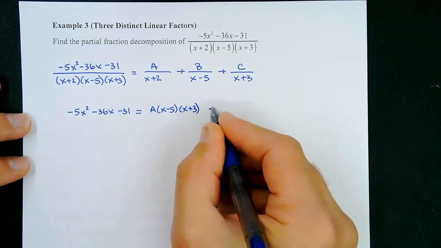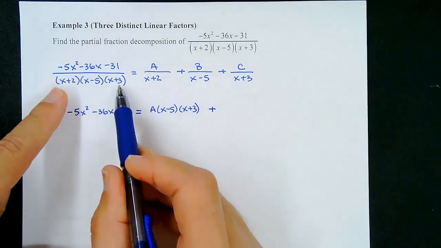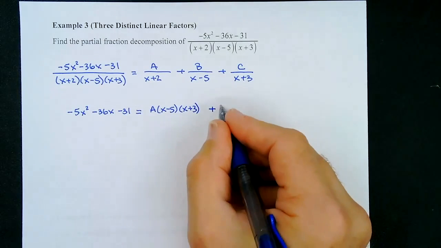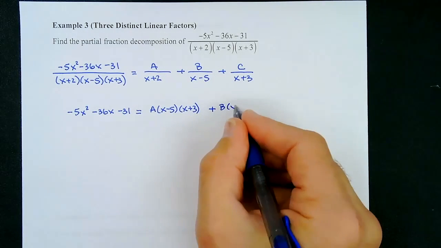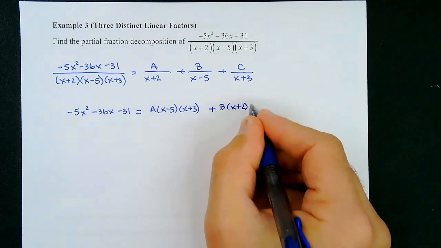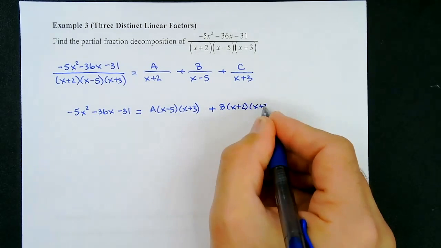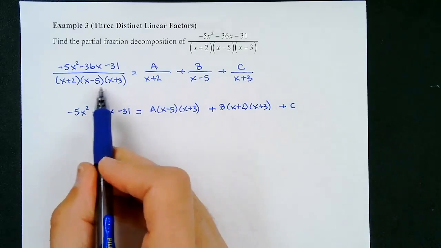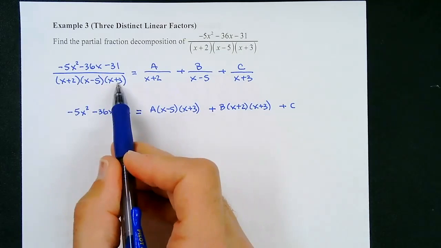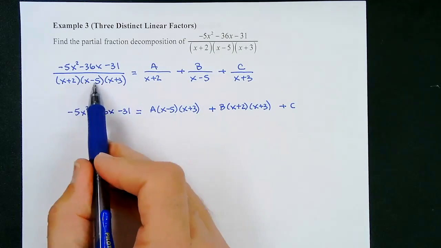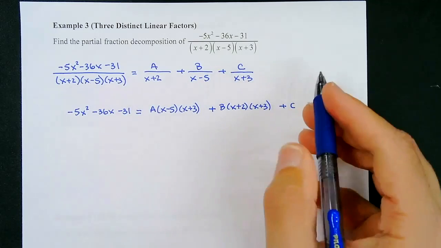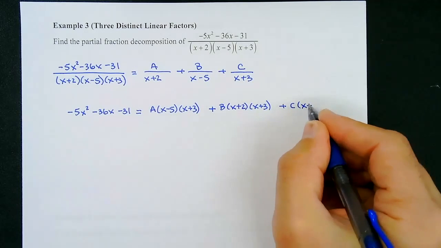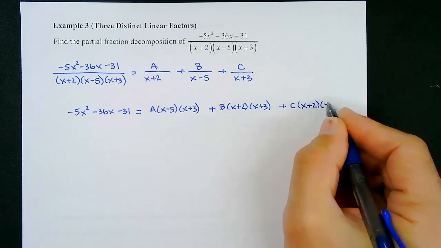And then plus, I'd have to multiply this with this one, and my x minus 5's would cancel, right? And I'd be left with b times x plus 2 times x plus 3. And then plus c, and I'm multiplying by this, so my x plus 3's would cancel this time, and I'd be left with these 2 factors multiplying with c. So plus c times x plus 2 times x minus 5.